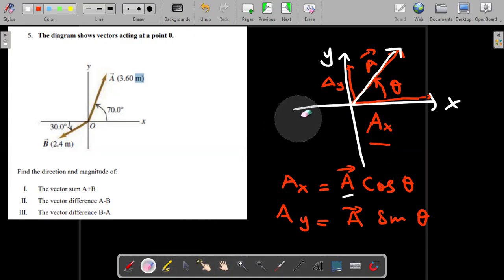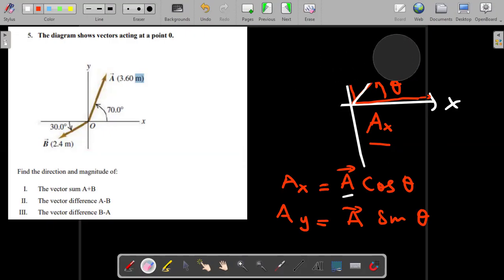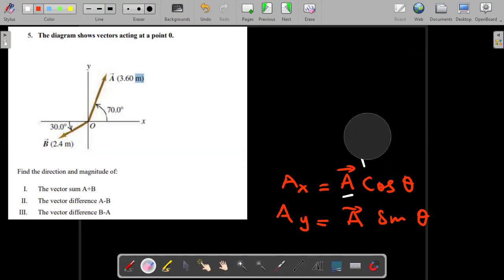For example, in the question, they're telling us to find the vector sum A plus B. So there's a vector A and a vector B, and you're adding these two vectors. When you add vectors, you add them component-wise, which means you add the ones in the x-axis together and the ones in the y-axis together.